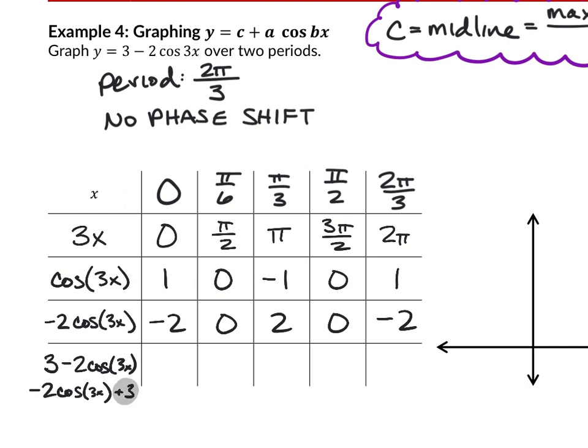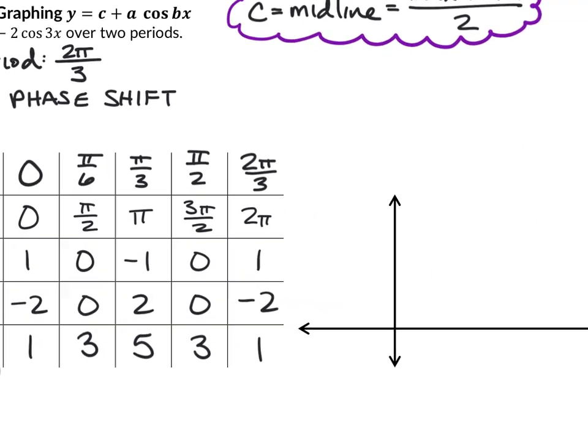We're used to seeing them behind the function, but they can occur in front of the function. And since it's a positive 3, we're going to scoot the midline up 3. So negative 2 plus 3 is 1, 0 plus 3 is 3, 2 plus 3 is 5, 0 plus 3 is 3, and negative 2 plus 3 is 1. So these are the values I'm going to have along my graph.